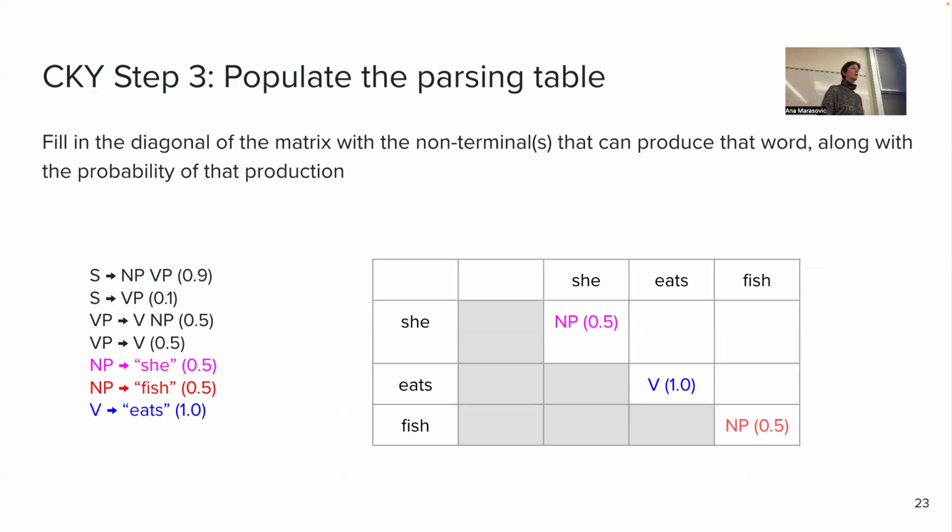First thing we are going to do when populating this table is fill in the diagonal of the matrix with the non-terminals that can produce that word, along with the probability of that production. So here, we see that we can create NP with she, and the probability is 0.5. We can create fish with an NP, probability 0.5. And eats with the verb with the probability of 1. Notably, if we were able to create she with another non-terminal, we would also populate it over here. Okay, so that's the first step of populating the table: fill in the diagonal.